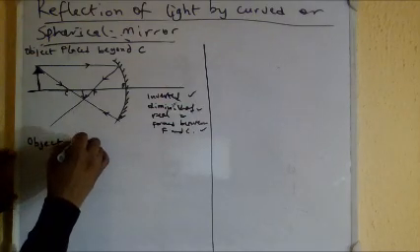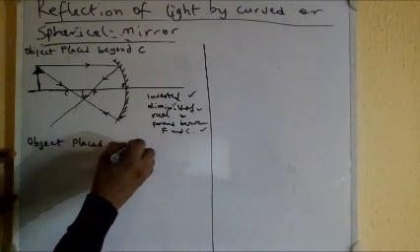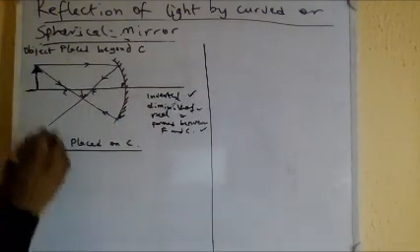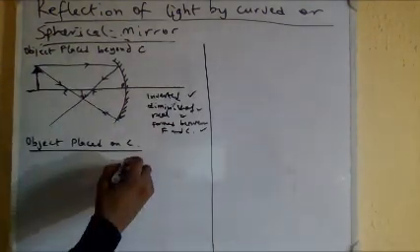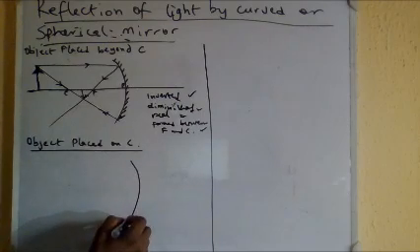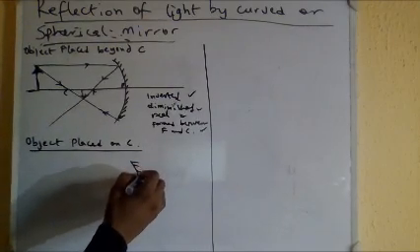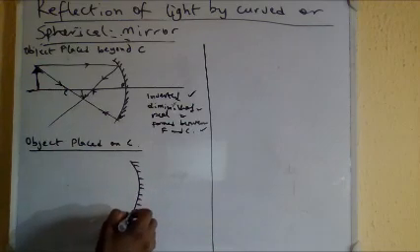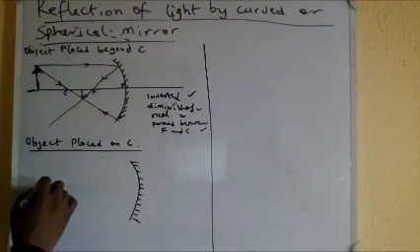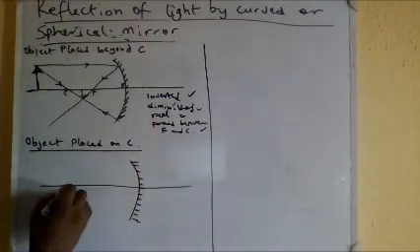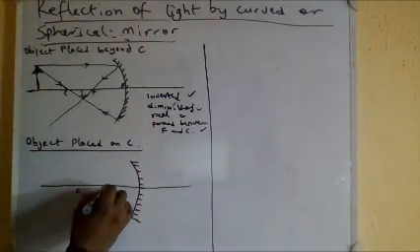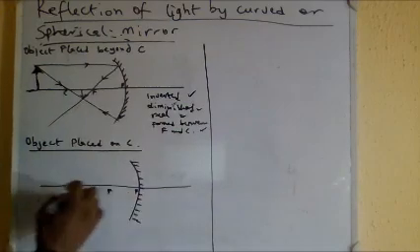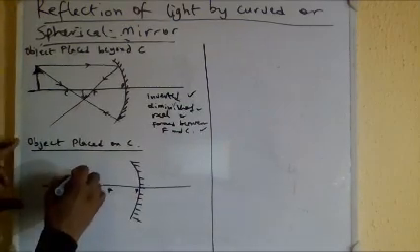Object placed on C. So I'm going to draw my mirror again. This is my mirror. Then I'll draw the principal axis like this, and I'll put C, F, and P. So I'll place the object on C.